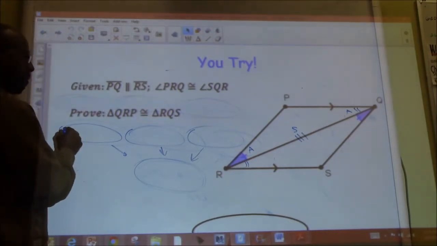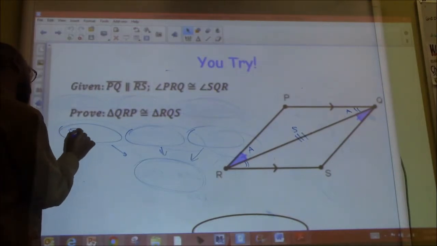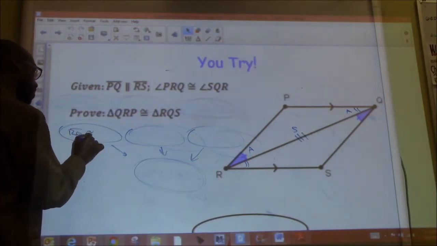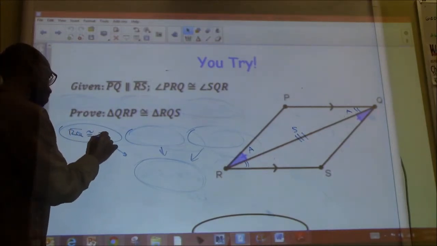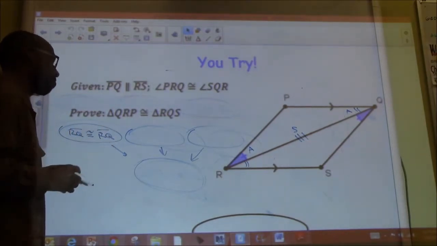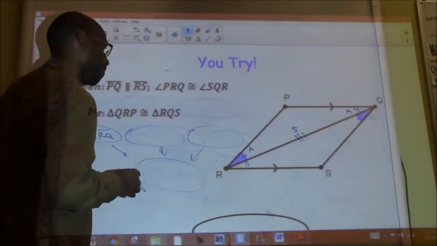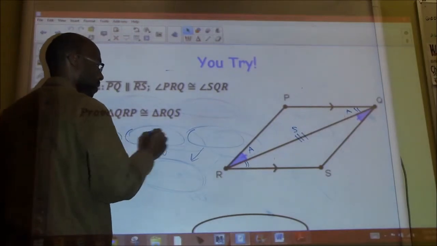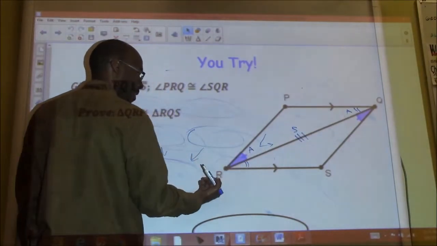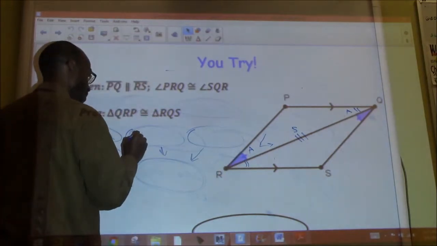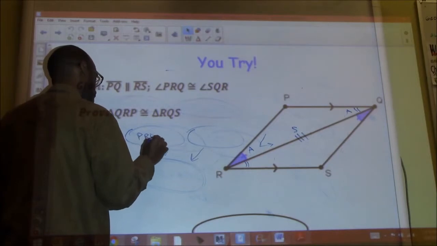Alright, this one is a tough one. Let's start with the sides. RQ is congruent to RQ. Oh man, I don't know how you guys are going to do on this test. I'll probably have a hard time. Let's do the angle R is angle Q. Dang it, nope, I gotta do three letters. I gotta do P, R, Q. R, Q, oh man.